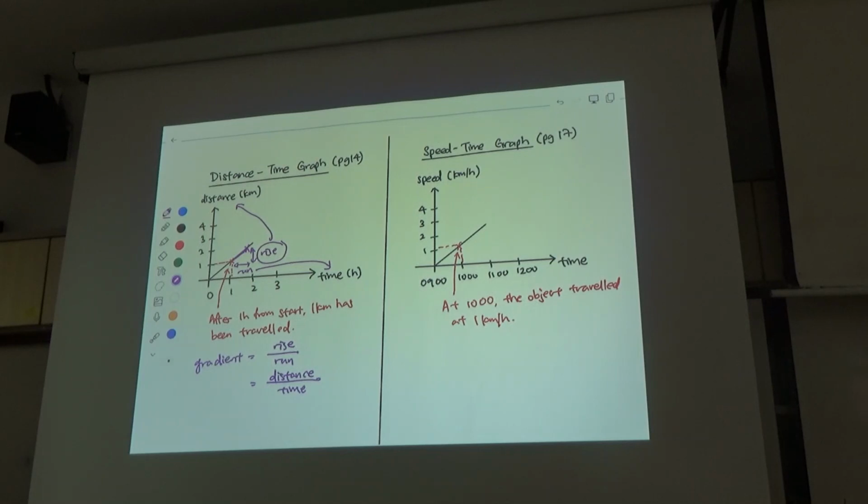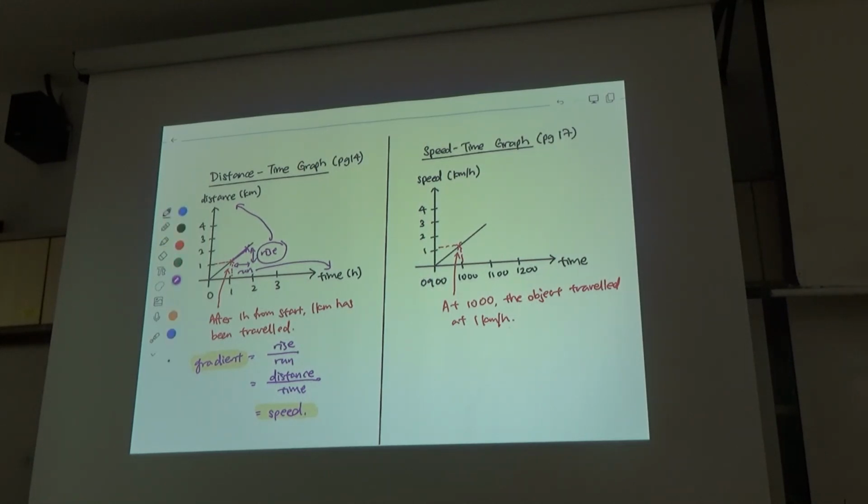Okay, so distance over time should be familiar to you. It is the formula for speed. Okay, therefore, the gradient in the distance time graph informs us about speed. So it is a very logical deduction. Okay, the gradient of a distance time graph tells us speed.